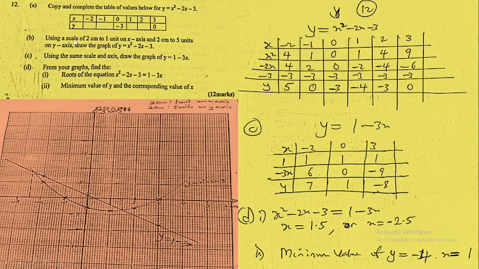So the question said to copy and complete the table of values below for y equals x squared minus 2x minus 3. So first of all, we need to complete this table, and we now plot the graph using the scale given to us. We plot the graph of y equals x squared minus 2x minus 3. Before you can plot the graph, of course, we need to get the complete table. We are given the values of x from minus 2 to 3, but we don't know the corresponding values of y. How do we get that?